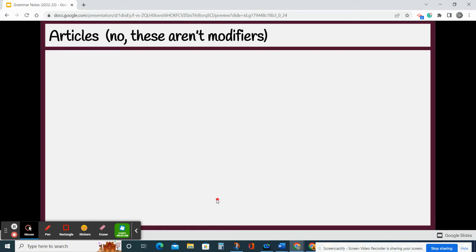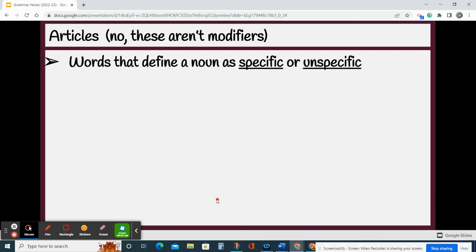We're going to move on now to articles. And no, articles are not modifiers. There's only two modifiers that you need to worry about, adjectives and adverbs. That is it. Articles are something a little different, but they are still a part of speech that we need to know. So articles are words that define a noun as specific or unspecific.